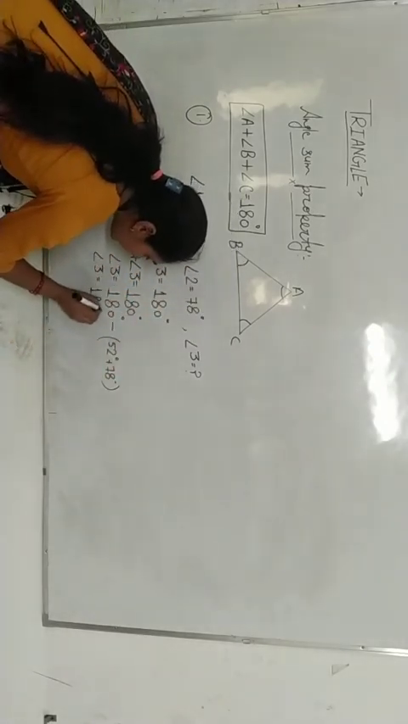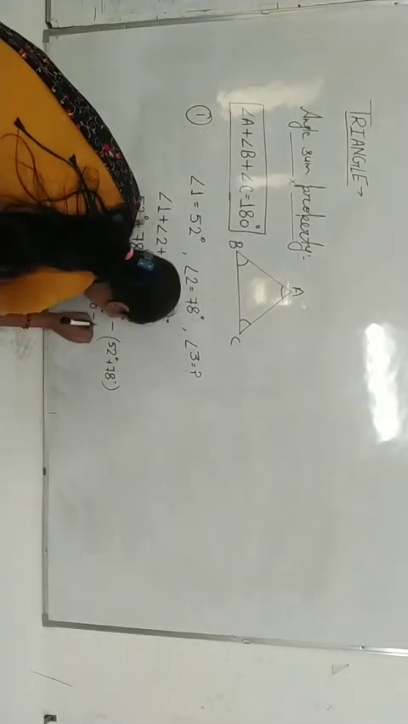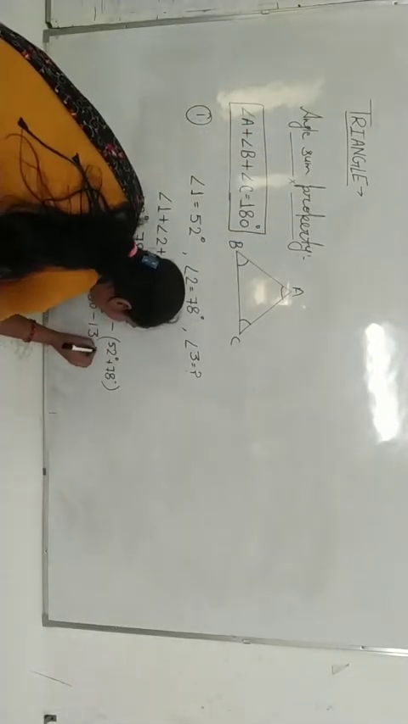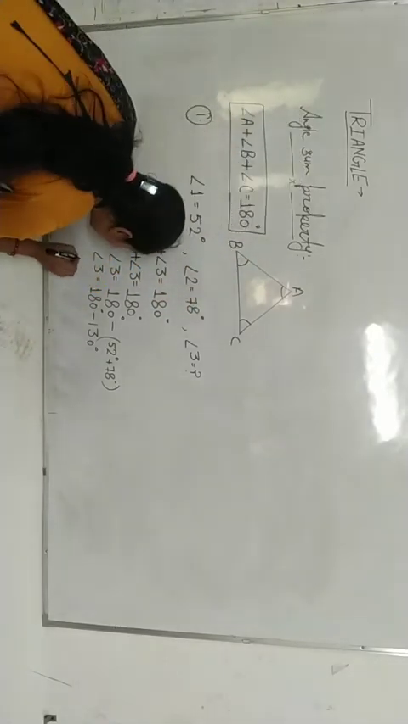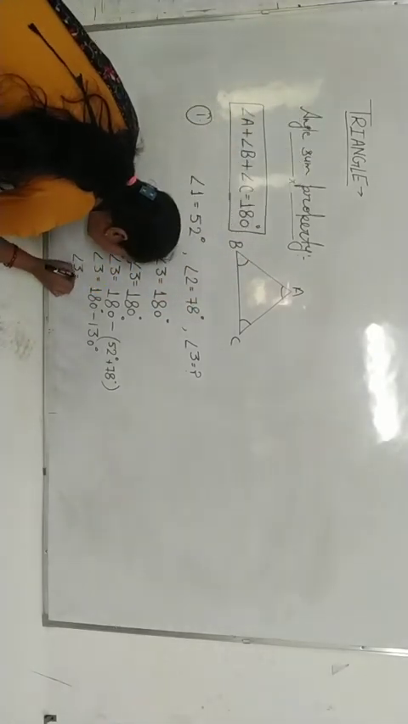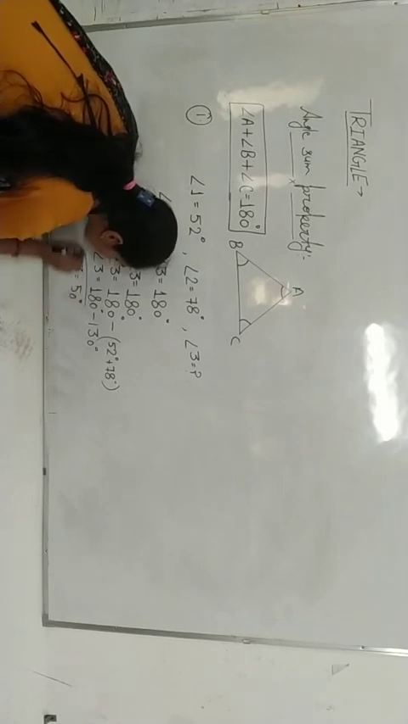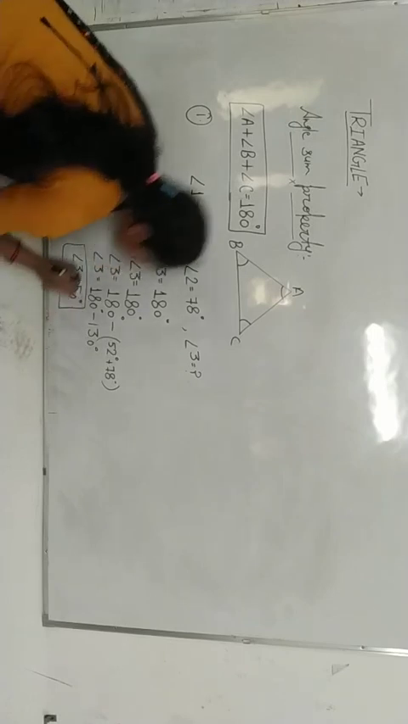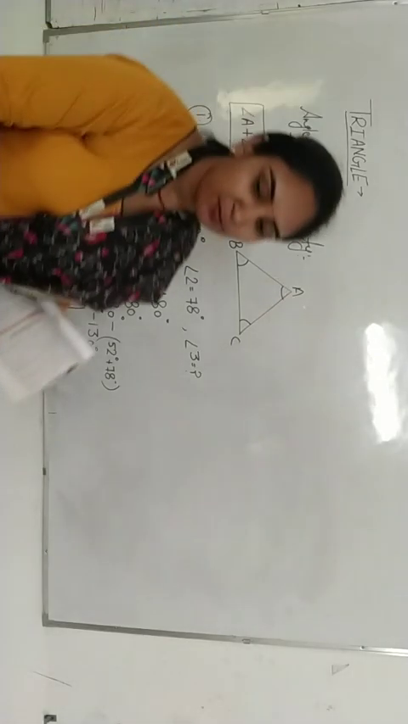The sum of these two angles is 130 degrees. 52 plus 78 is equal to 130. Now the third angle will be 50 degrees. So we can use this property to do this type of question.